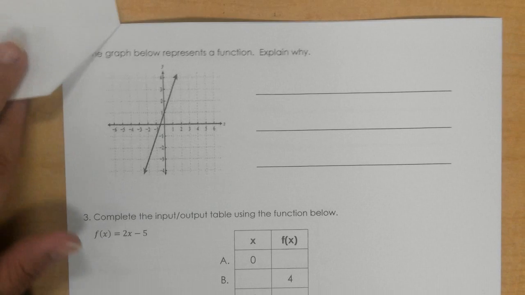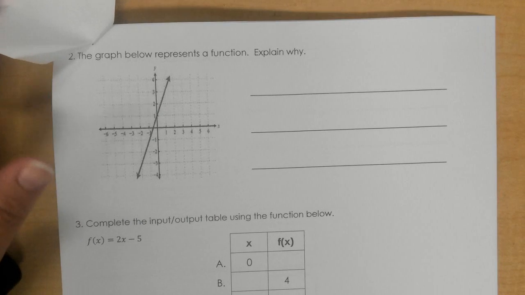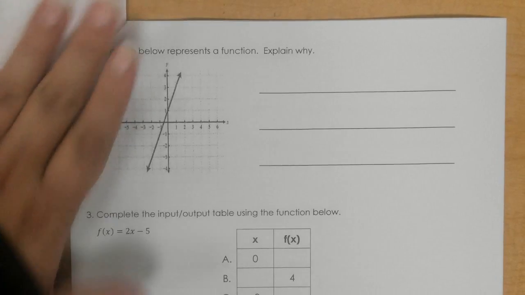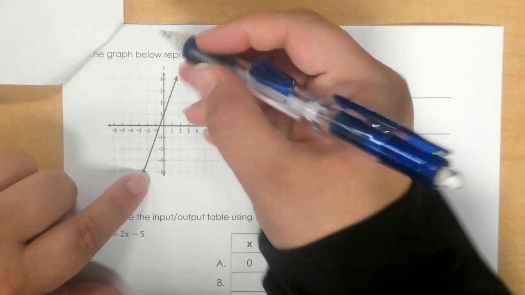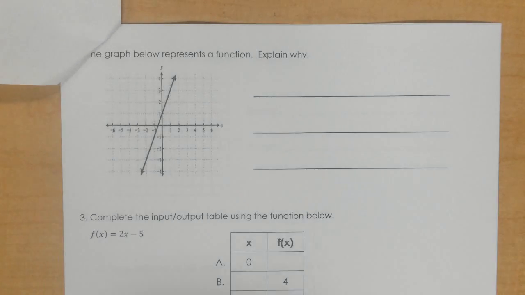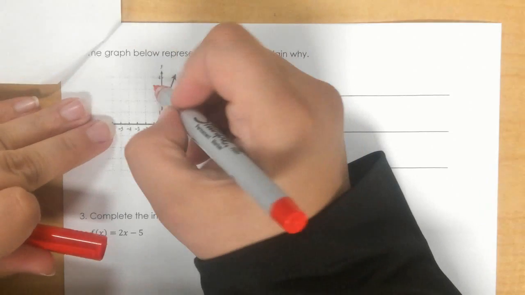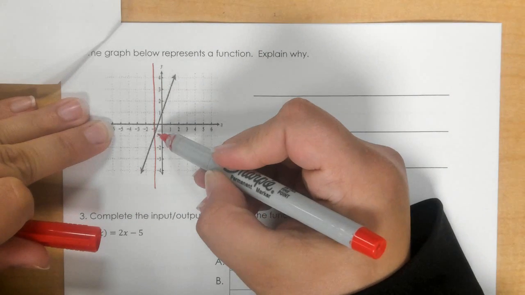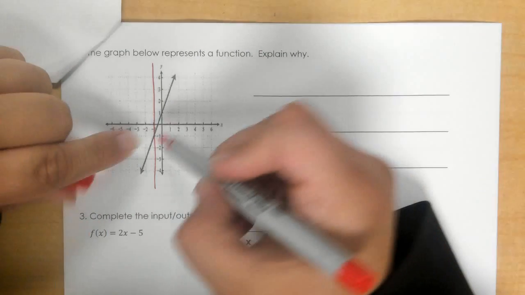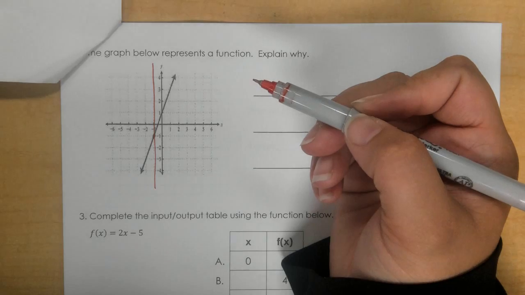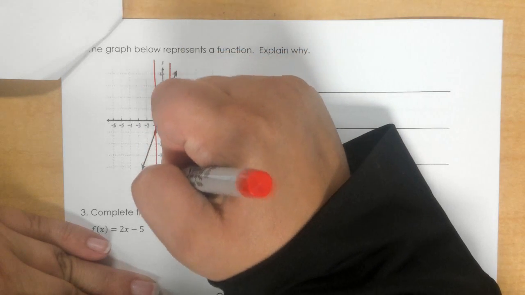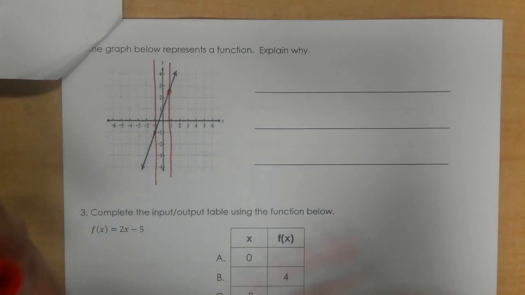So in number 2, the graph below represents a function. Explain why. Okay, so if I look at this, if I drew a line anywhere on this graph, that orange line only touches the picture one time. Okay? So it doesn't matter where I draw it. I could draw it over here. And I see it only touches it one time.